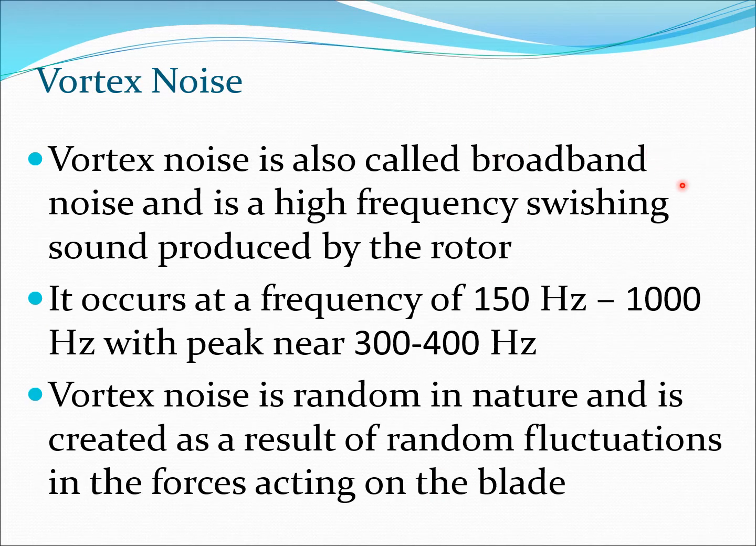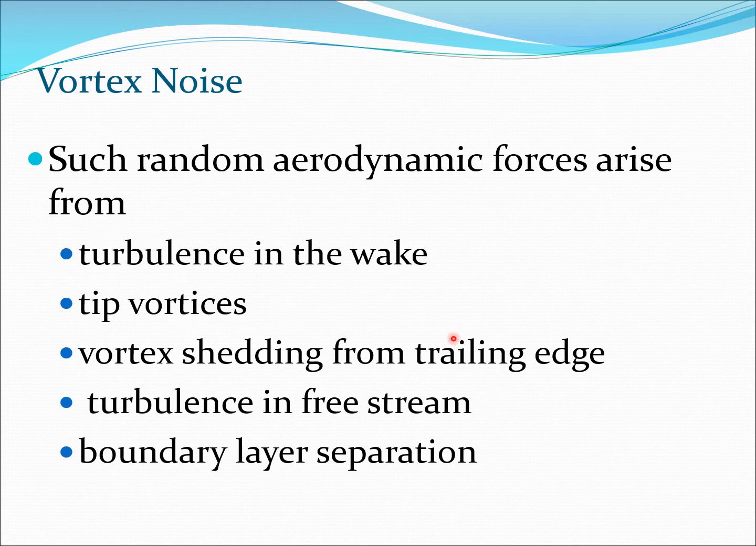Now, vortex noise is also called broadband noise, and it is a high frequency swishing sound produced by the rotor. It typically takes place at a frequency of 150 Hz to 1000 Hz, with the peak near 300 to 400 Hz. Vortex noise is random in nature and is created as a result of random fluctuations in the forces which are acting on the blade.